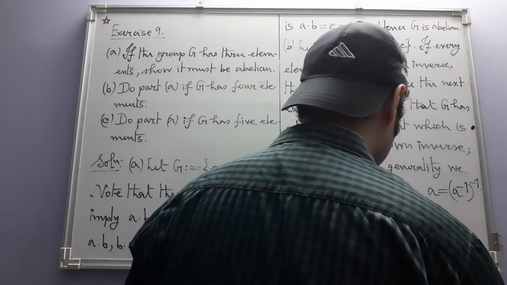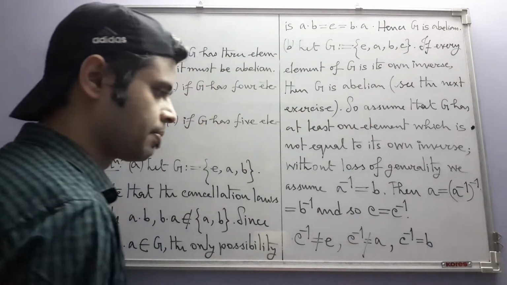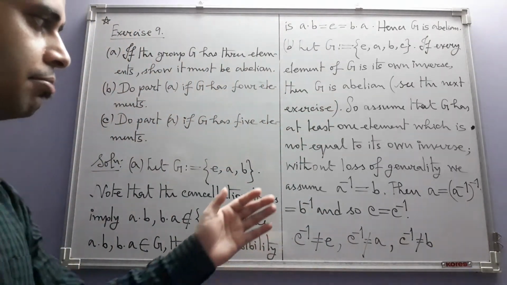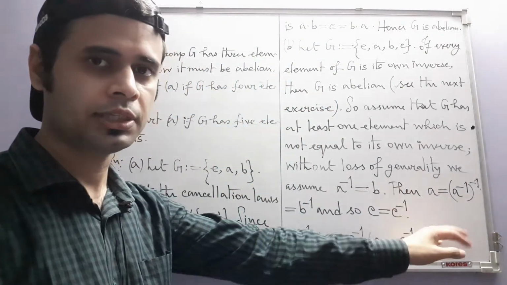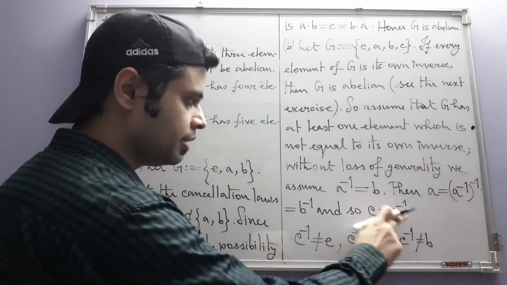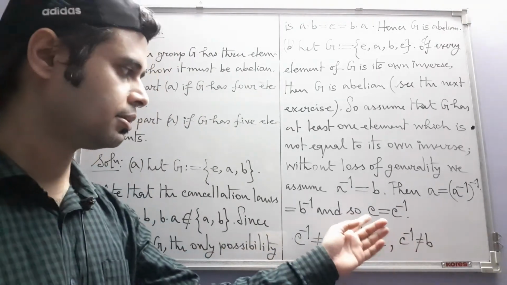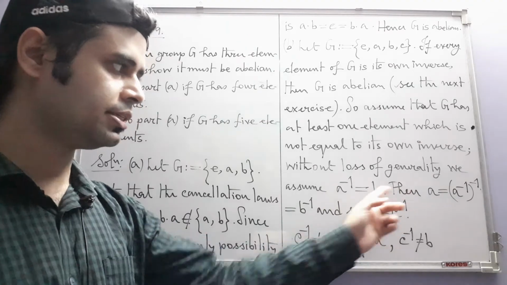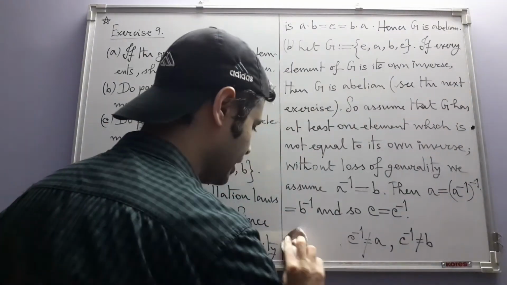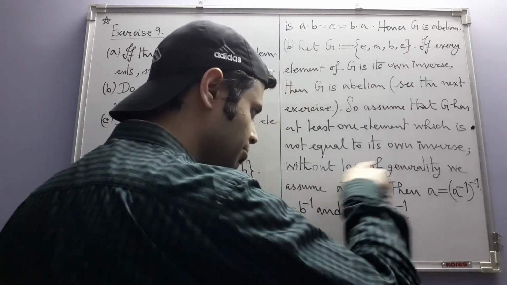Because of a similar reason, we cannot take C inverse equal to B, because then C will be equal to B inverse and B inverse is A. So C and A would be equal, which is not possible. So the only possibility is C inverse equal to C. Here also we are not going to show these things. This follows easily from the situation. That's why we have written and so. This one is following because of these things.